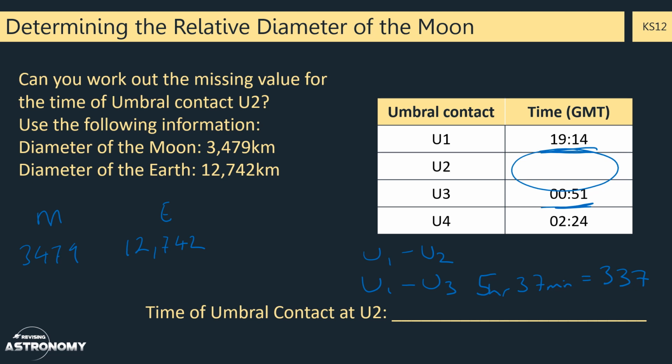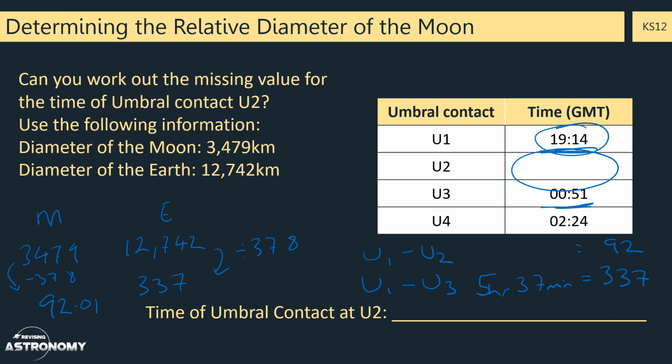This is equivalent to the diameter of the Earth. And so therefore, what do we need to do to go from 12,742 to 337? Well, we need to divide by 37.8. So we'll do the same to this side. If we do that, we get 92.01. What this means is that the difference between U1 and U2 is approximately 92 minutes. So we know that the time from U1 to U2 is 92 minutes.